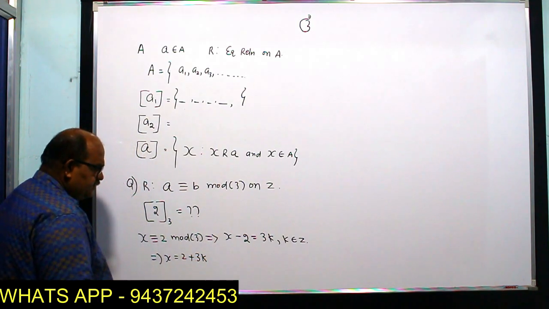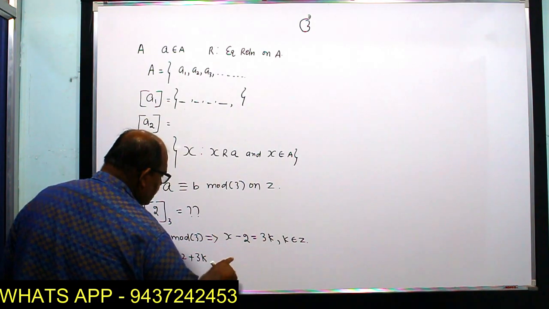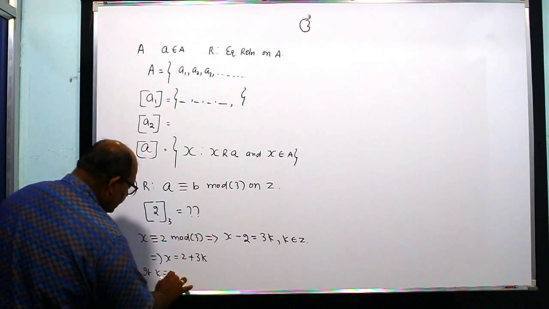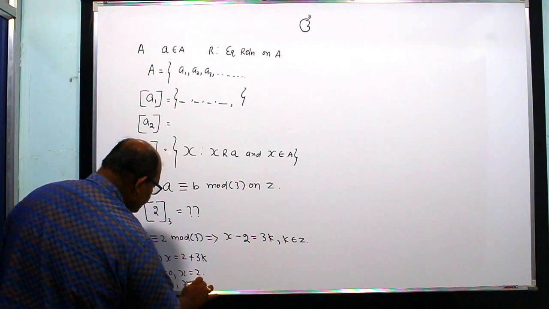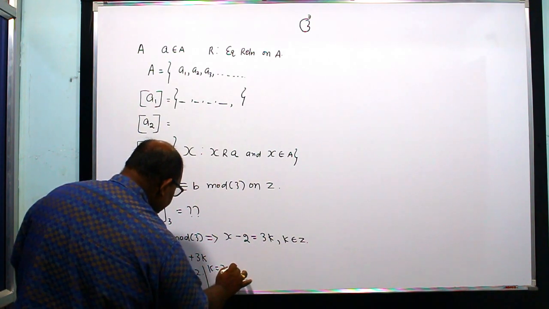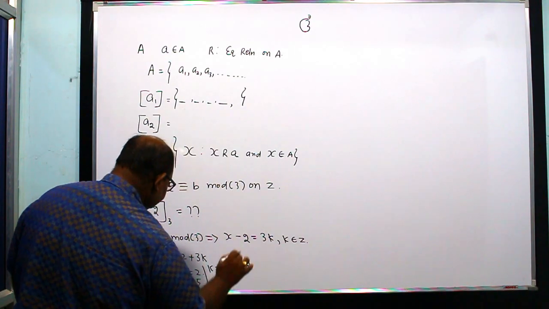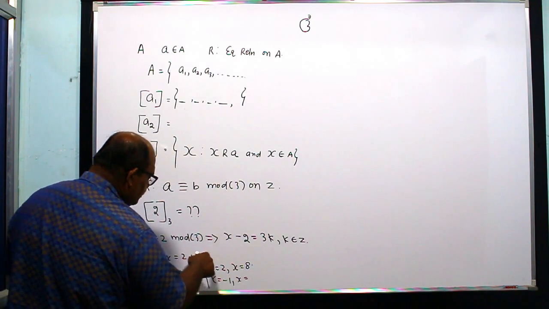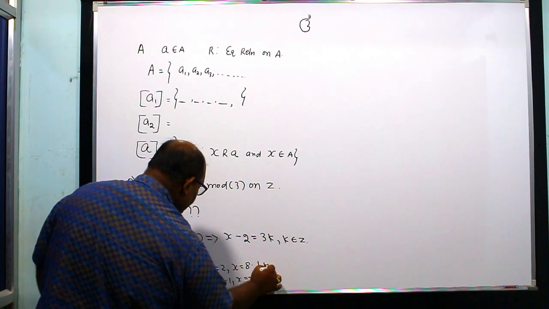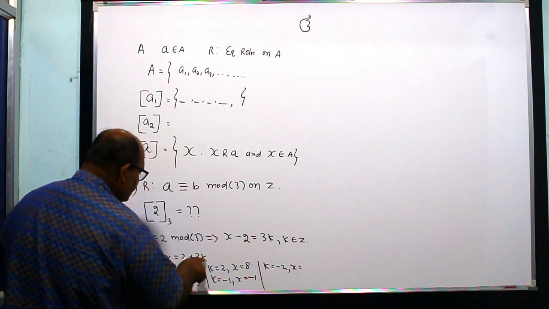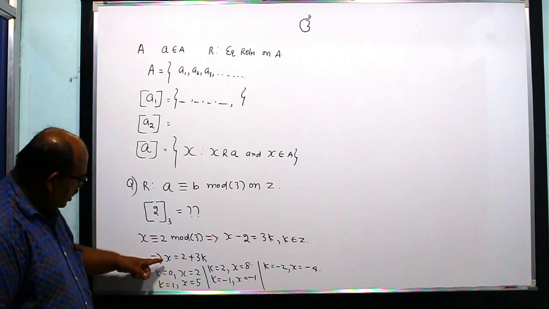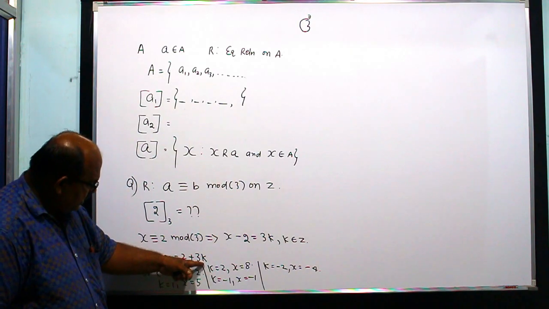So what can we put in place of k? We can put 0, plus or minus 1, plus or minus 2, etc. If k is equal to 0, then x is equal to 2. If k is equal to 1, x is equal to 5. If k is equal to 2, x is equal to 8. Now if k is equal to minus 1, x is equal to minus 1. If k is equal to minus 2, x is equal to minus 6 plus 2, which is equal to minus 4.